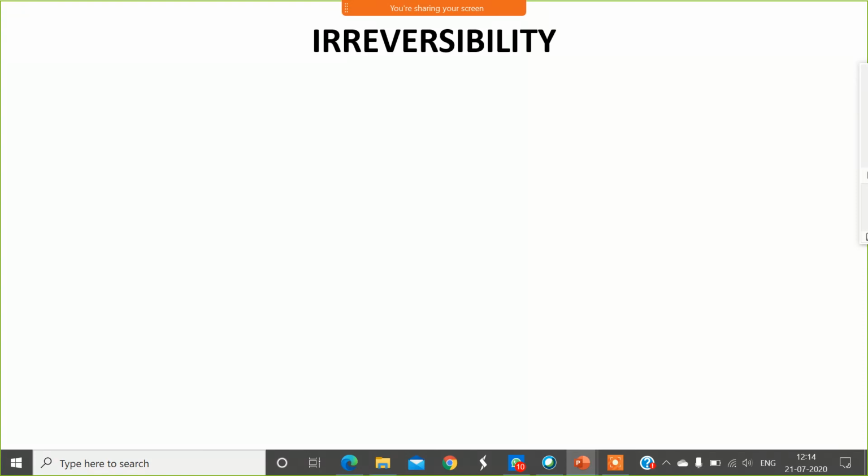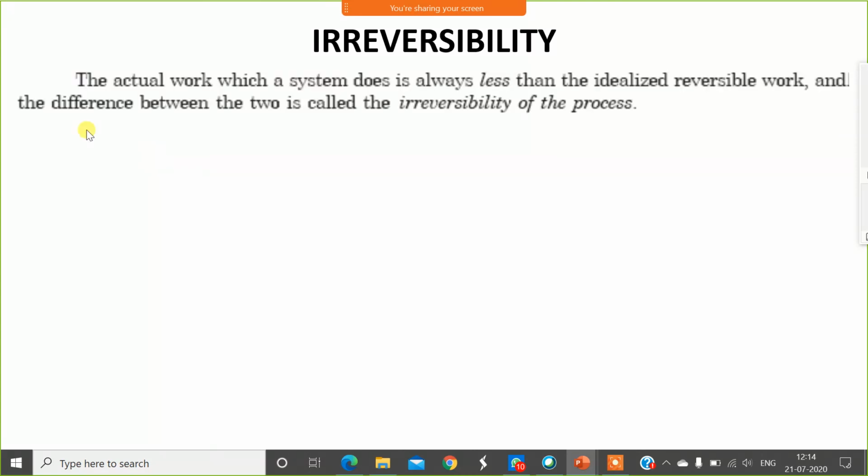The system which is not reversible is called an irreversible system. The actual work which a system does is always less than the idealized reversible work. The actual work is always less than the ideal work. Ideal work is given by a reversible system and actual work is given by an irreversible system. And the difference between the two is called the irreversibility of the process.